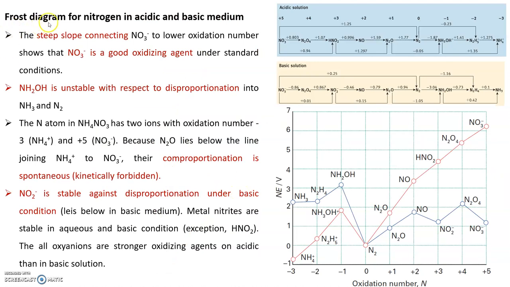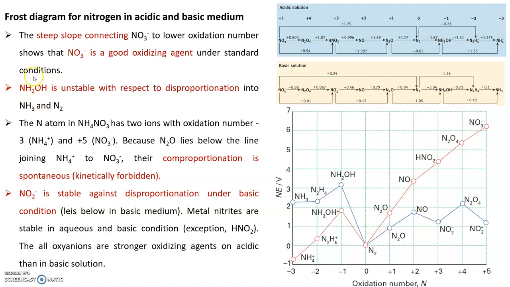Then suppose I have illustrated the above factors. How can we predict different parameters? Now you see, for nitrate in acidic medium, the slope is quite steep. Acidic medium is the red one and basic medium is the blue one. The slope is quite steep. So nitrate is a very good oxidizing agent and it undergoes reduction to this oxidation state.